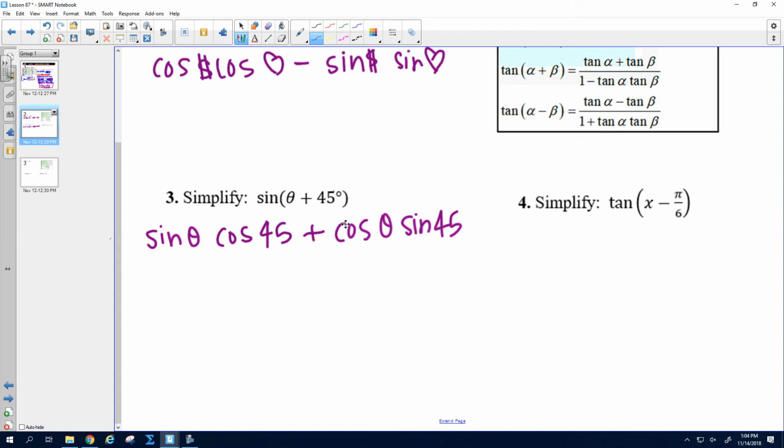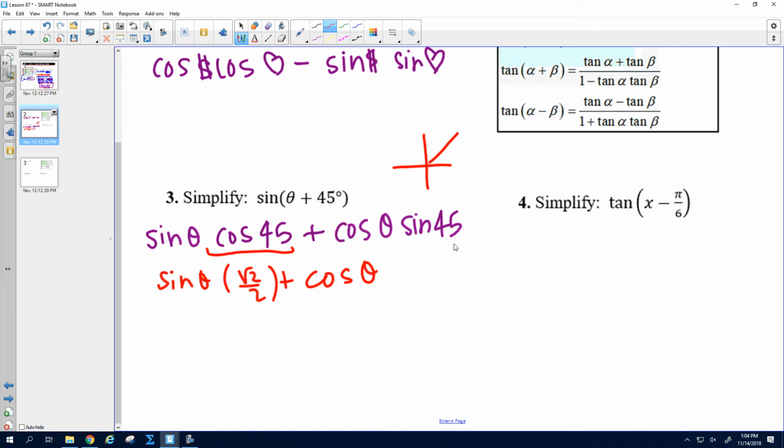Okay, so I just expanded it out. That's the formula. We can simplify slightly more because we know the cosine of 45 degrees. So what is the cosine of 45 degrees? Square root of 2 over 2. And samesies over here, the sine of 45 is also square root 2 over 2. So for this one, you could factor out that guy and write it like so. That's your final answer.